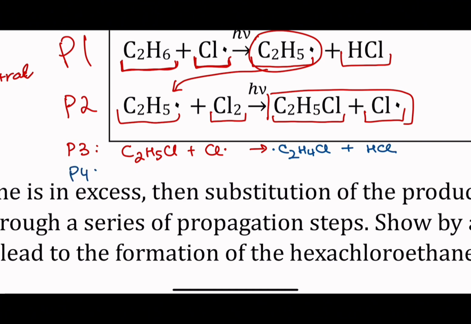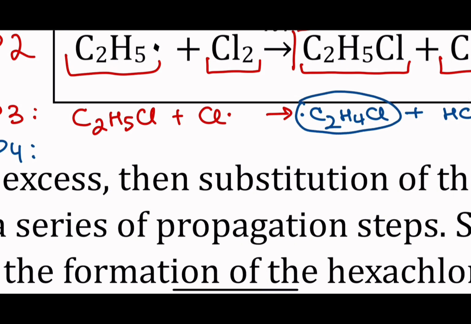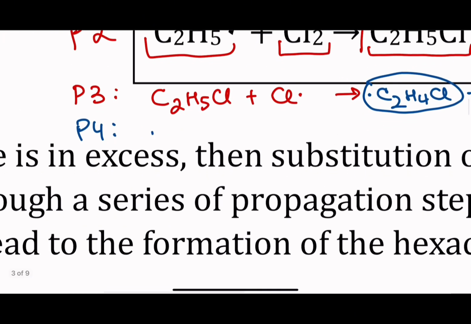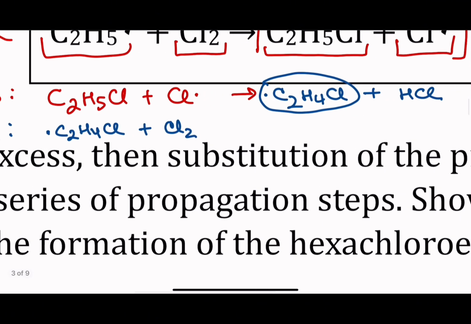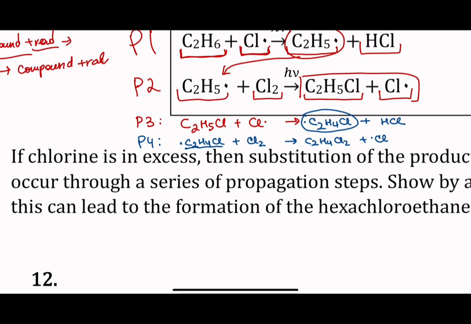Now P4, look at the P4 in here. In this case we're not taking both, we're just taking the radical. So C2H4Cl reacting again with the compound Cl2. So now this radical in here, it takes the chlorine, so C2H4Cl2, and again we have a radical left, as you see here. So this game continues on and on.